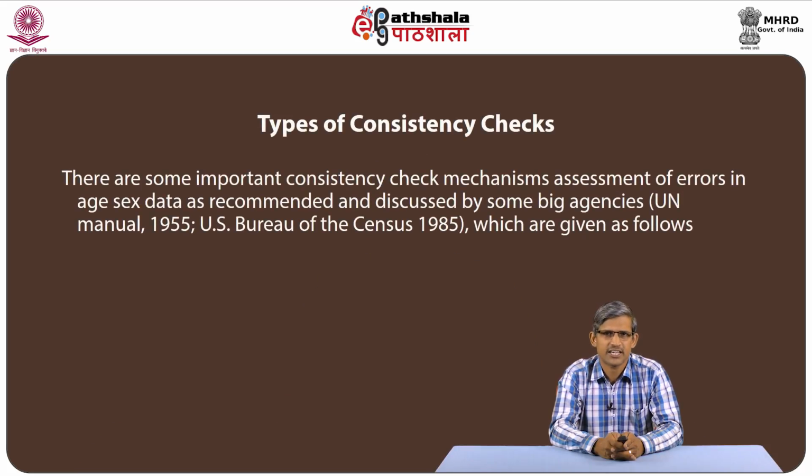There are some important consistency check mechanisms or assessments of errors in age and sex data as recommended and discussed by agencies like the UN in the UN Manual 1955 and also the US Bureau of Census in 1985. Some of the major aspects of the consistency checks reported by these agencies are as follows.